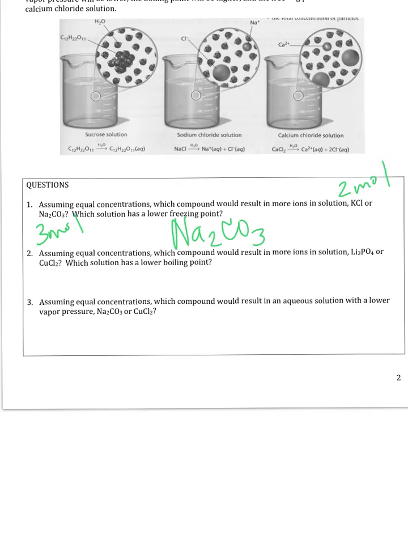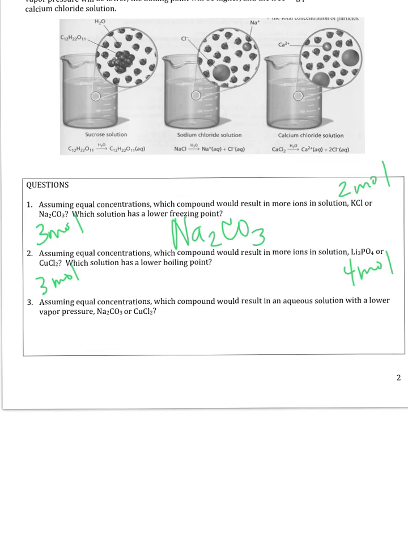Next, we'll compare lithium phosphate and copper chloride. We get 3 lithiums and 1 phosphate when lithium phosphate dissociates or breaks apart. So 4 moles of ions are produced. In copper(II) chloride, we get 1 mole of copper ions and 2 moles of chloride ions for a total of 3 moles of ions. Again, we have a difference in the number of ions that are produced.